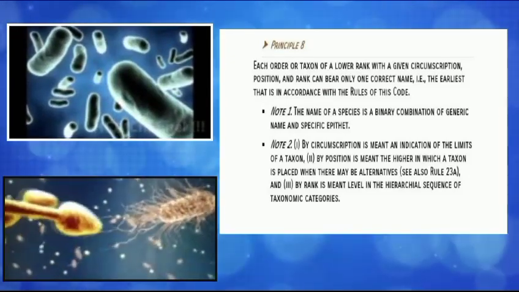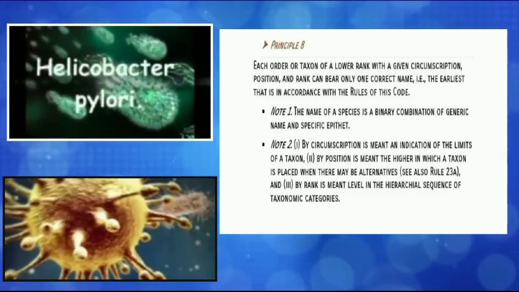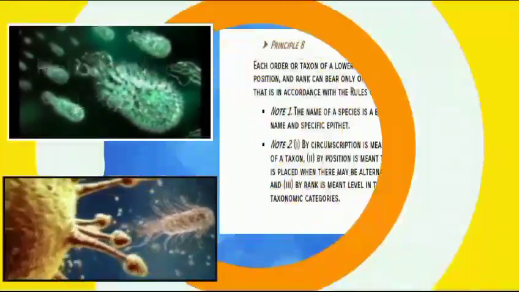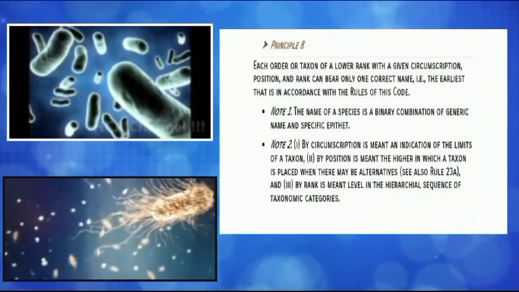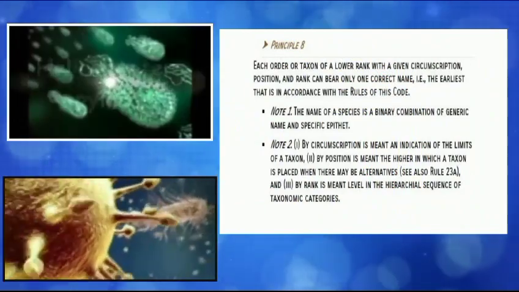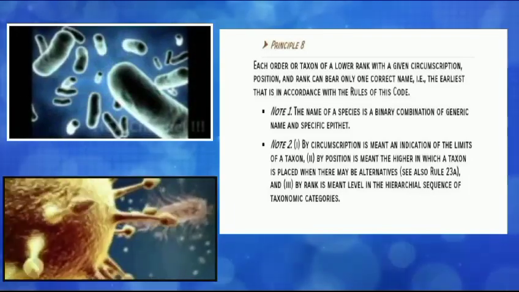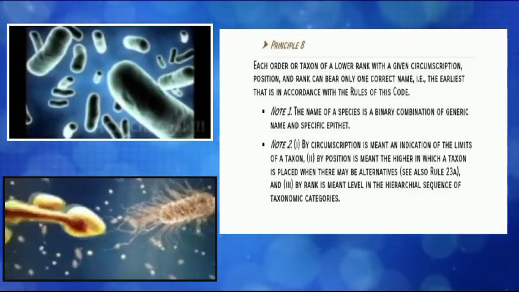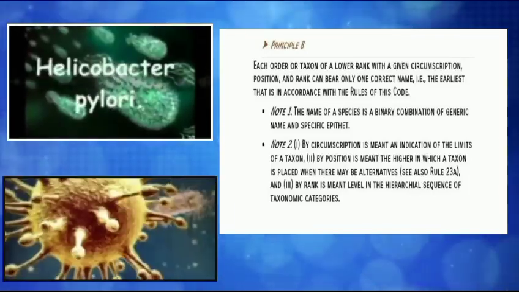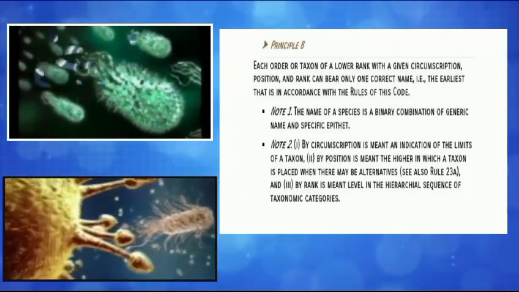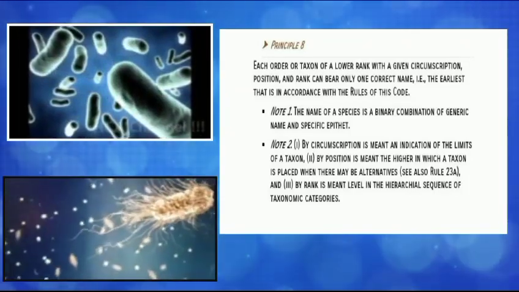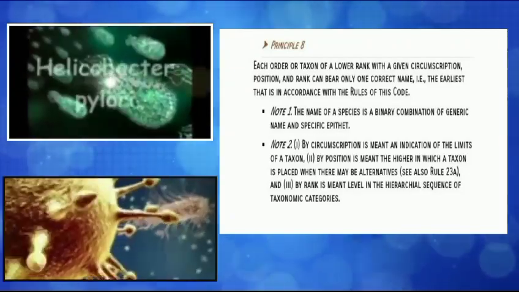Note number 1. The name of a species is a binary combination of generic name and a specific epithet. Number 2. By circumscription is meant an indication of the limits of a taxon. By position is meant the higher rank in which a taxon is placed when there may be alternatives. And by rank is meant level in the hierarchical sequence of taxonomic categories.